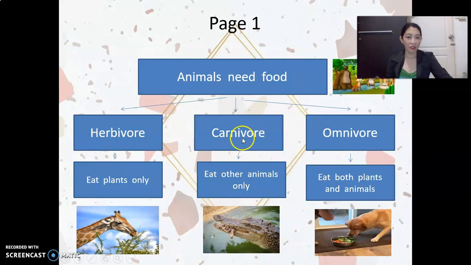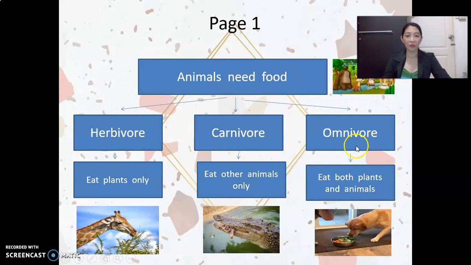Then number 2 is carnivore. Carnivore examples are tiger, crocodile, frog, lion. And the next is omnivore. Examples of omnivore are dog, cat, duck, chicken, monkey.